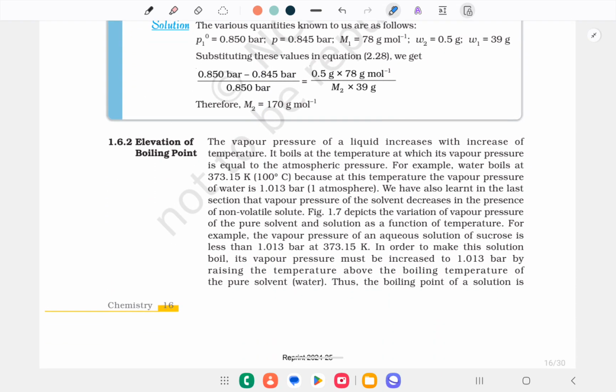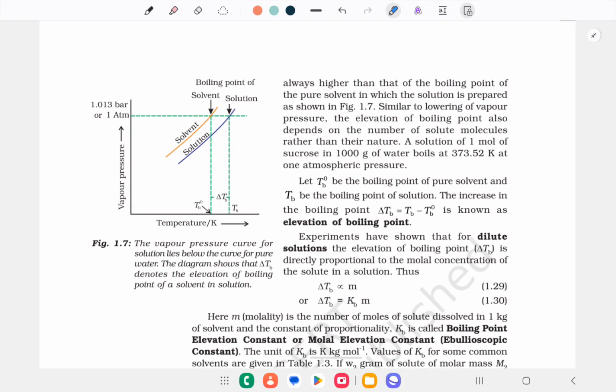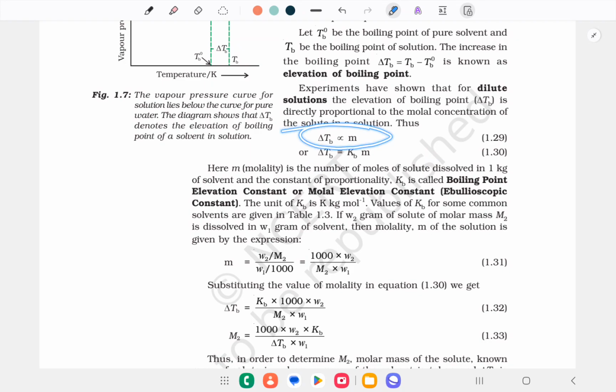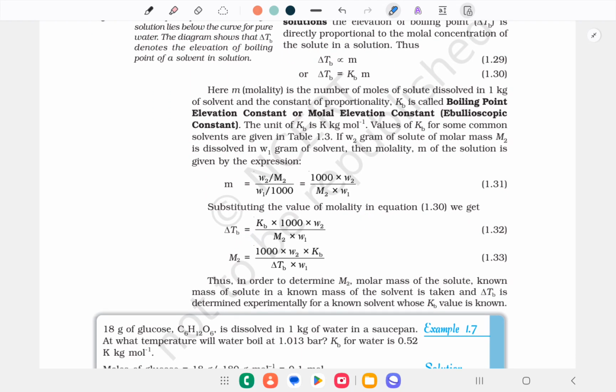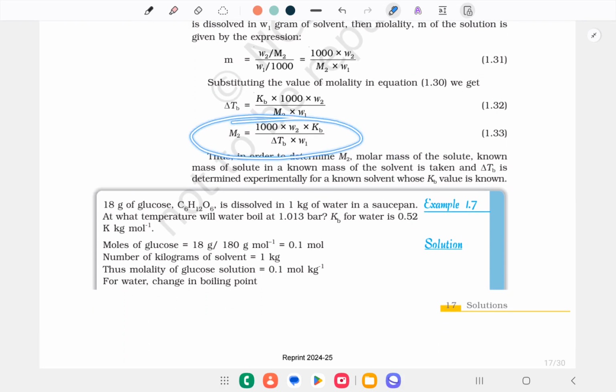Next, the elevation of boiling point. We understood what the boiling point is and what the elevation in the boiling point is, and a graph is provided where we can understand that the boiling point of the pure solvent is less than the boiling point of the solution, and the variation in this gives us the elevation in the boiling point. We understood that for dilute solutions it is directly proportional to molality, and we understood the ebullioscopic constant, its units and how to find the molar mass of the solute.